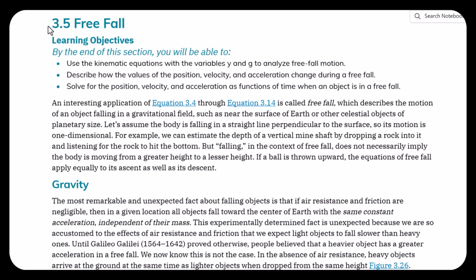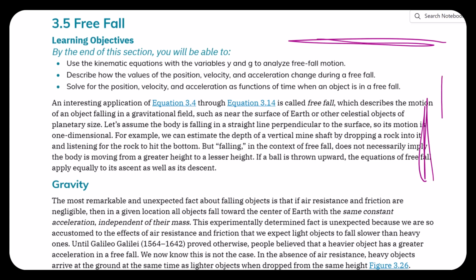So this is free fall, which is basically the exact same thing we've been doing before, except instead of going left and right, things go up and down. Well, really just down.